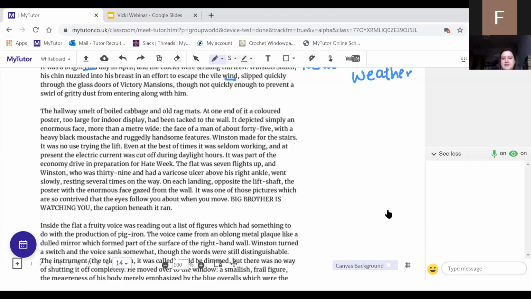So focus this time, expanding more on environment and setting. What are our opinions of the environment and setting? Do we think, oh yeah, we definitely want to go live there? How do we think Winston feels about living there as well, from what we've found out so far? What are our opinions?